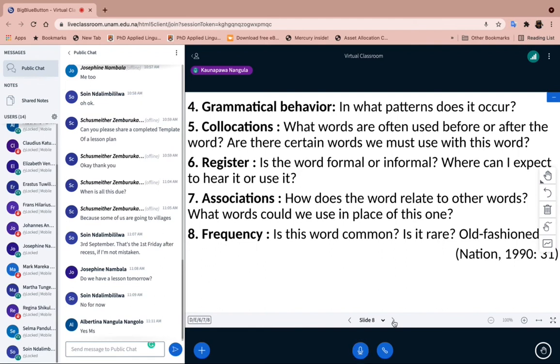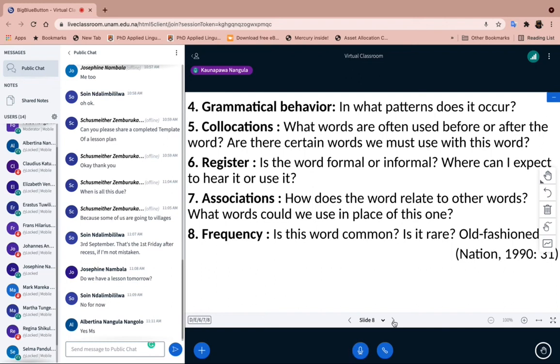And then register. Is the word a formal word or is it an informal word? Where can I expect to hear it or use it? Like what context? Formal context or informal context? Next, the 7th element, the association. How does the word relate to other words? Okay, now that is an association. What word could you use in place of this word? So this could also come with a synonym, basically the association that the word has.